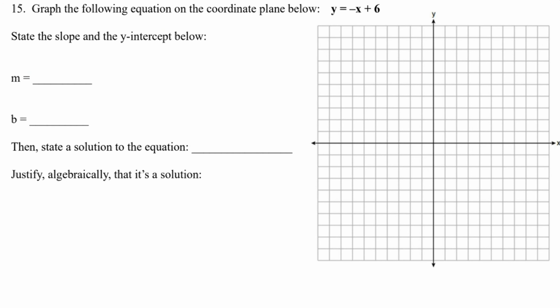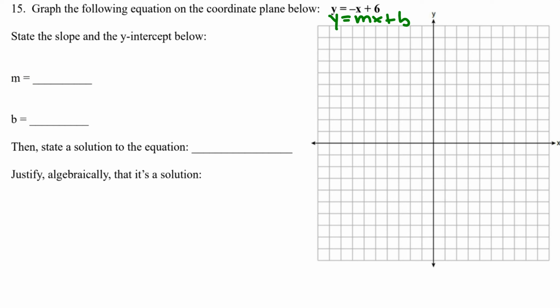Same concept, I just wanted to go over it because the m is slightly different and then the bottom says justify algebraically. So first it does say indicate what the slope and the y-intercept is. Reminder, y equals mx plus b. My m is the slope, b is the y-intercept. So the number in front of the x is our m. The number in front of x is a negative sign.